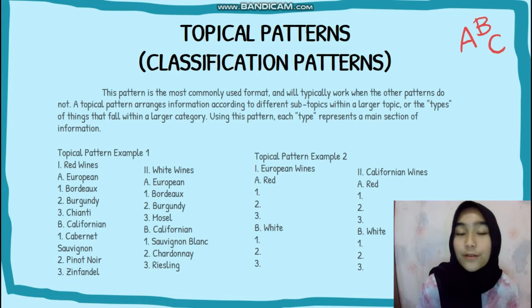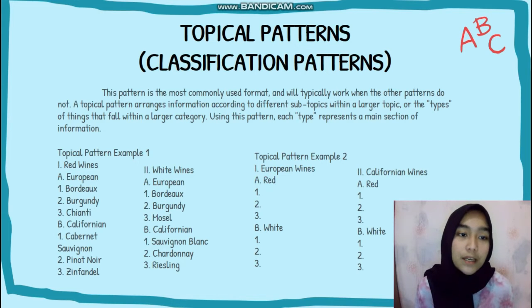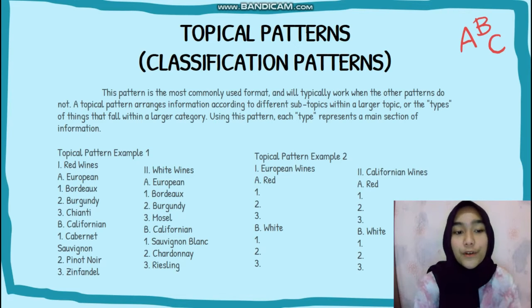1. Red wines. A. European. 1. Bordeaux. 2. Burgundy. 3. Chianti. And B. Californian. 1. Cabernet Sauvignon. 2. Pinot Noir. 3. Zinfandel. 2. White wines. A. European. 1. Bordeaux. 2. Burgundy. 3. Moselle. B. Californian. 1. Sauvignon Blanc. 2. Chardonnay. And 3. Riesling.